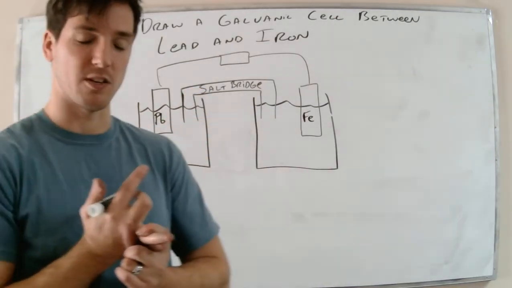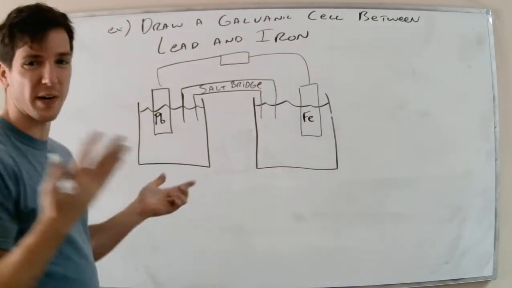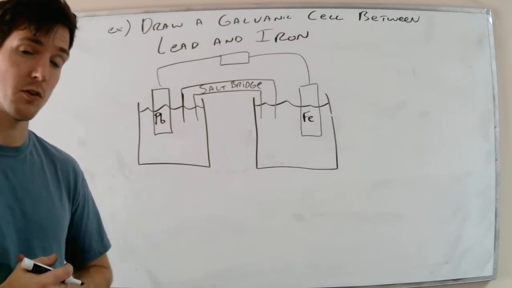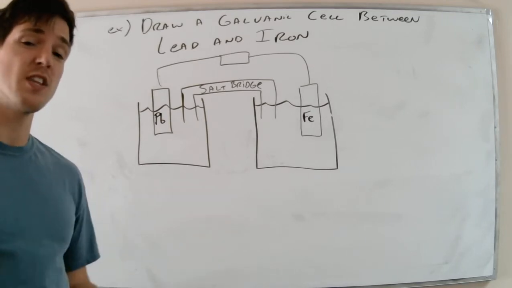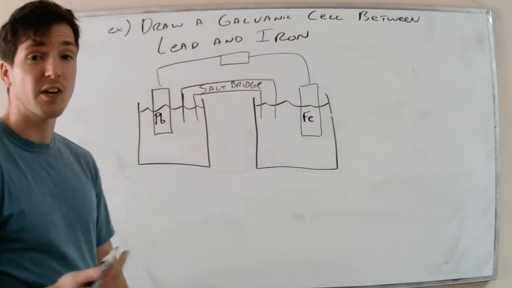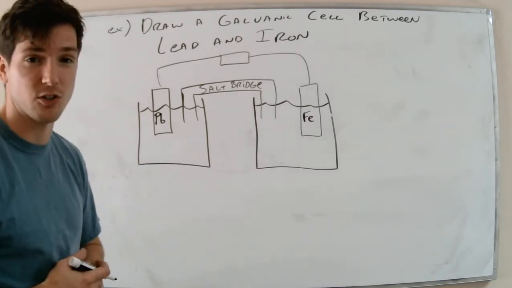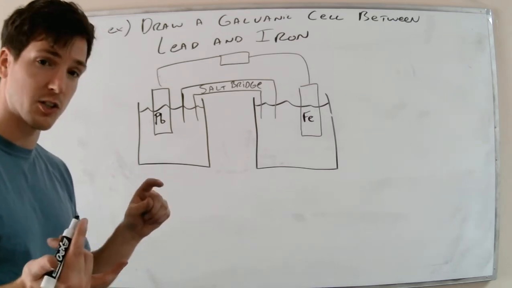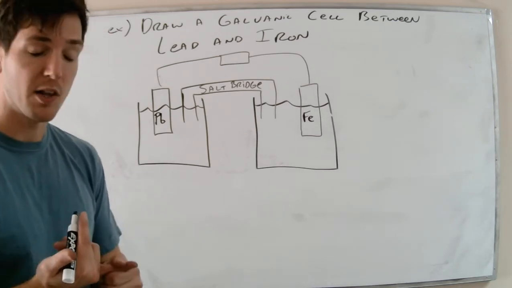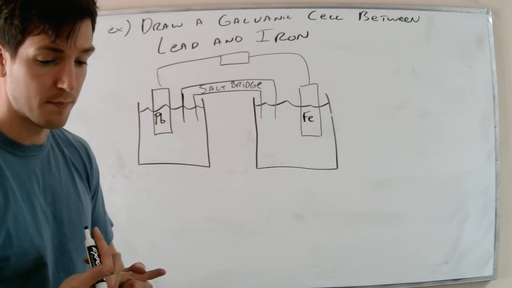What's the cell potential? And what's the overall reaction for this? And maybe some cell notation too. So the first thing I want to do is go to my standard reduction potentials worksheet and figure out the reduction reactions for both of these. So I'm going to go to that standard reduction potentials sheet and look up lead, and I'm going to look up iron.